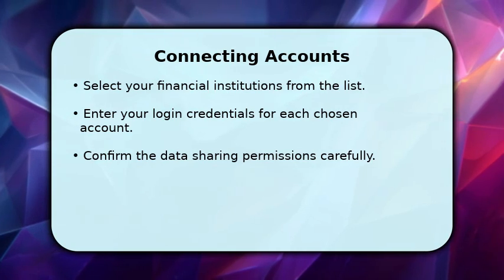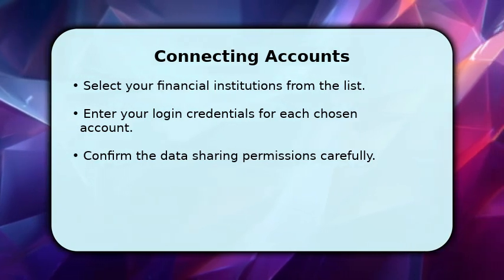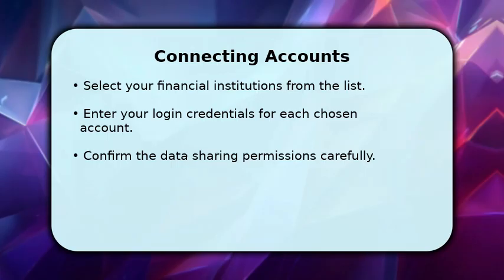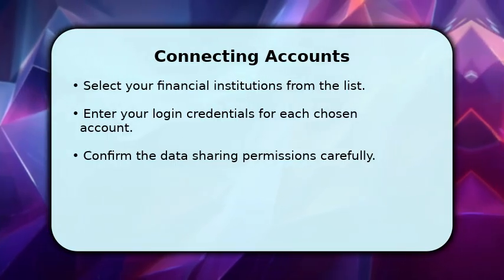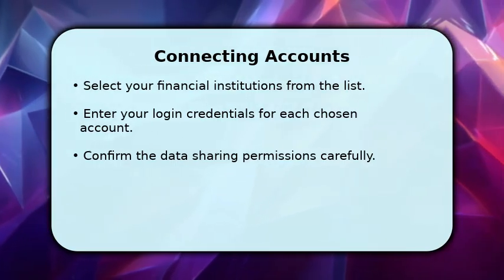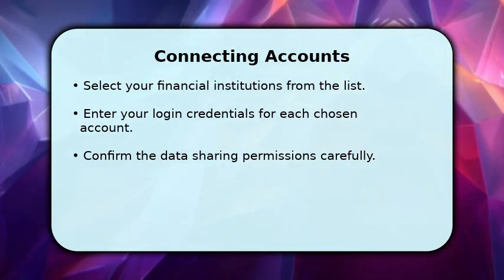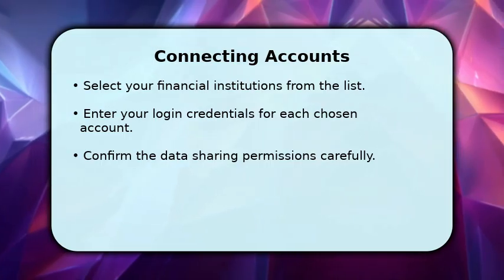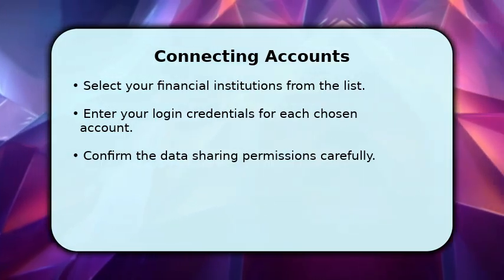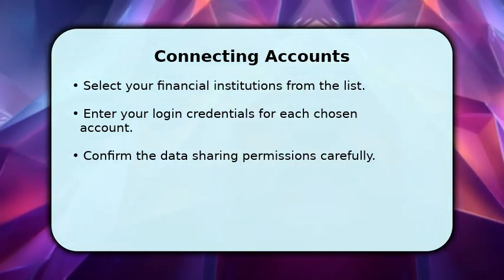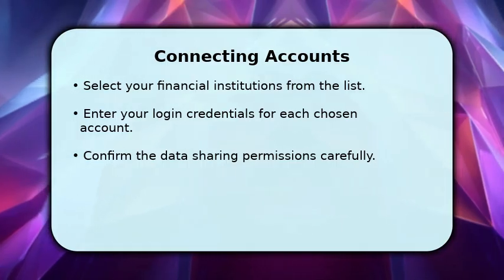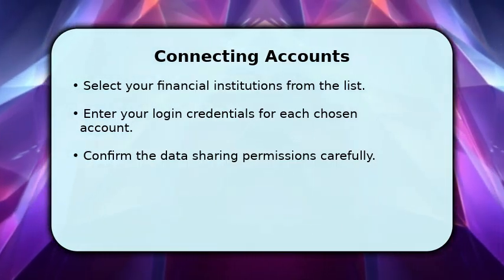Now, let's connect your accounts. You'll see a list of financial institutions. Simply select yours. Then, securely enter your username and password for each account you wish to link. FastLink uses robust encryption to protect your information. After entering your details, review the data sharing permissions. It's important to understand what information will be shared to ensure your comfort and security throughout the process.